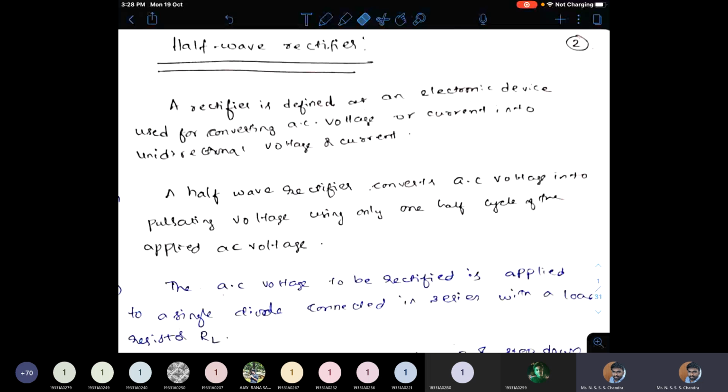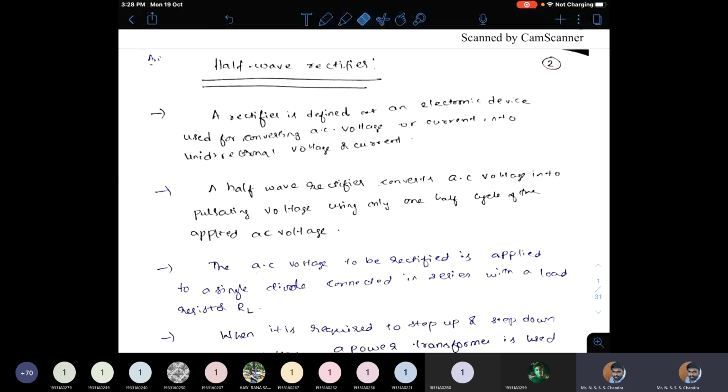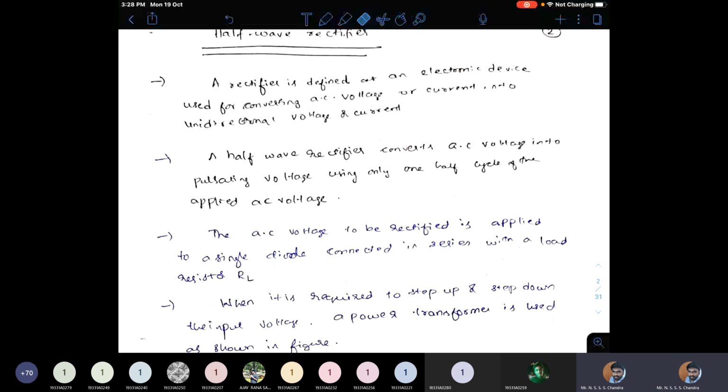So that's the first thing. Next, the half-wave rectifier will convert AC voltage into pulsating DC. Pulsating means it is as if it goes on and off. It's a pulsating voltage using only one half cycle of the applied AC voltage. Only one half cycle of the input will appear across the output terminals.